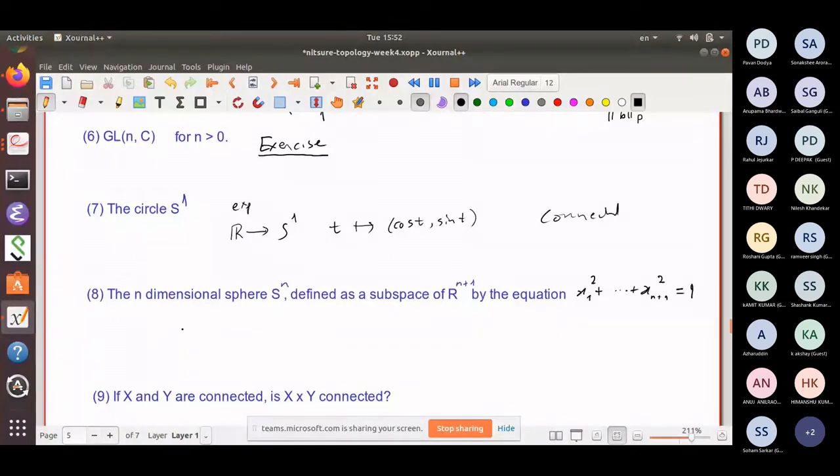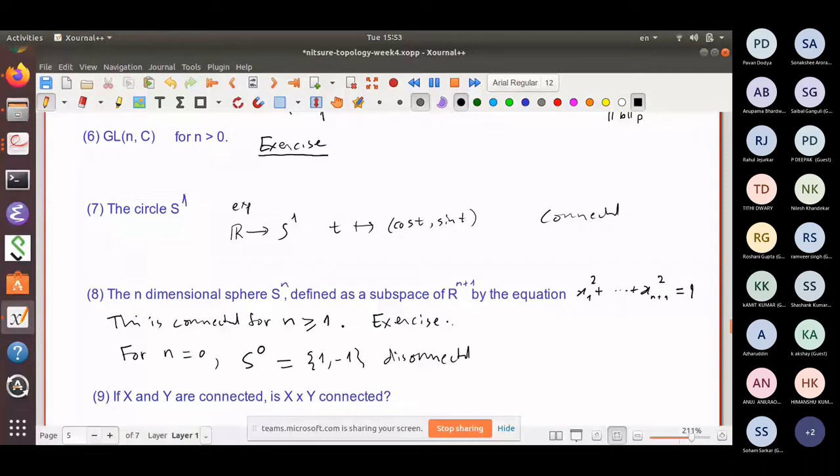And that is the n-dimensional sphere. Okay, so is this connected? This is connected for n greater than or equal to 1. What is it for n equal to 0? Plus minus 1. So this is not connected. This is disconnected. So you know your football is connected, that is the S2 and so on. So this again is an exercise.